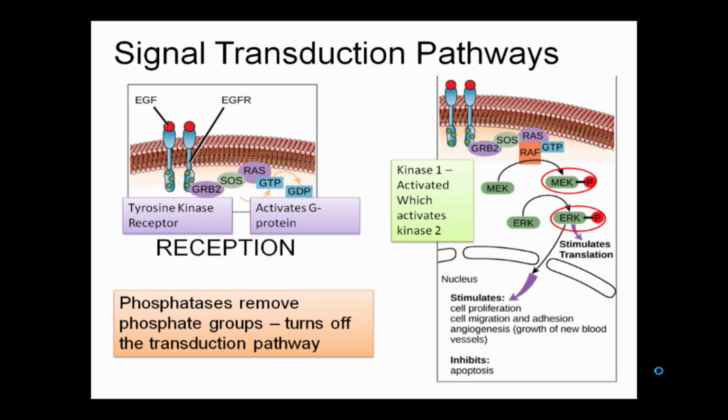Phosphatases are going to be enzymes that remove phosphate groups, and this is what's going to turn off the transduction pathway. We need to deactivate those kinases. So that's the job of phosphatases, is to remove those phosphates.